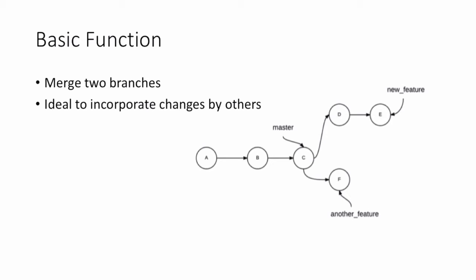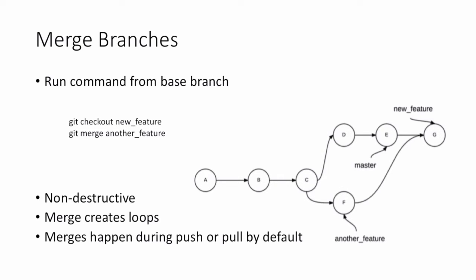Assuming you want to incorporate the changes in another feature into the new feature branch, you must first check out into the new feature branch and then run the merge command on another feature. These are the two commands that you must run in order to perform the operation. Notice that a new commit G has been created in the new feature branch.